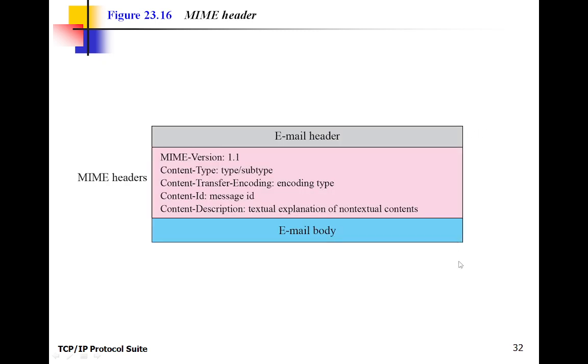Now the MIME header. What is its purpose? The MIME version is 1.1. The content type gives the type and subtype. It also specifies which encoding technique we are using, what the message ID is, and a textual explanation. These are the different parameters we need to take care of in the MIME header fields.